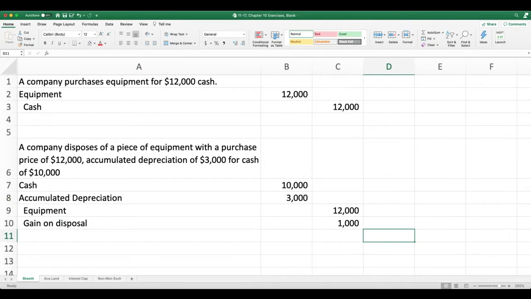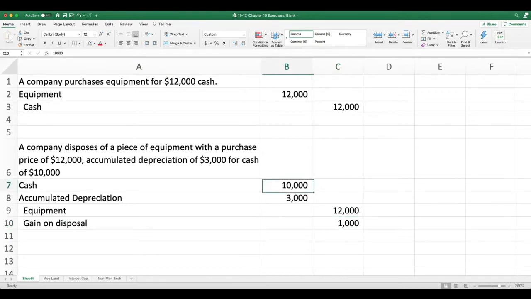And that is the recognition of this. We have a gain on disposal because we are selling something that has a book value of $9,000, which is the $12,000 purchase price minus $3,000 accumulated depreciation. If we have something on our books for $9,000 and we sell it for $10,000, that is a gain of $1,000. So that is how we calculate this gain.